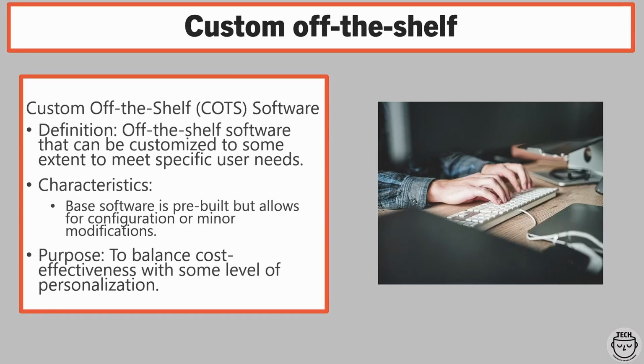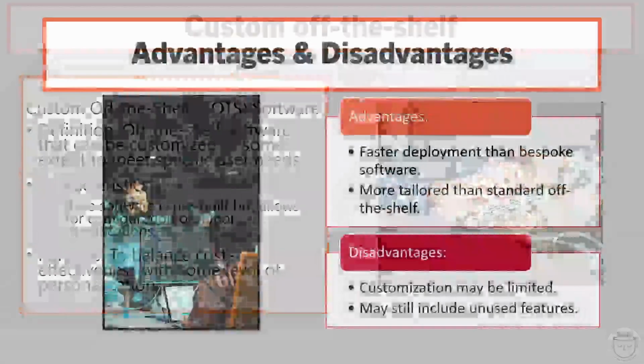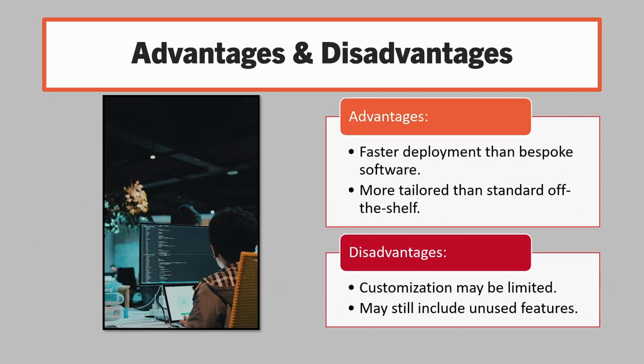So then we've got custom off-the-shelf. So that is off-the-shelf software that can be customized more than just general off-the-shelf software to meet your needs. So there's like a base software, which is pre-built, allows you to configure, change, remove things, add things. And the whole point is to balance that cost effectiveness with a high level of personalization compared to normal off-the-shelf. So advantages, it's a fast deployment because it's still already pre-made. It's going to be more tailored than standard off-the-shelf software, but you're still not going to be able to customize it as much as if you get it made for you, and they might still have features that you're not going to use.